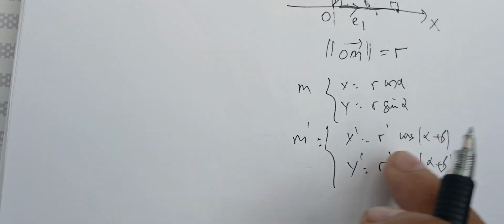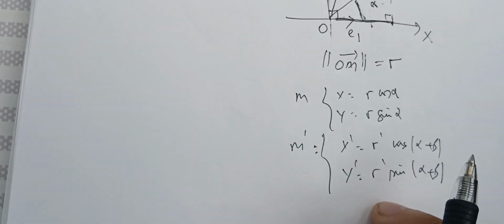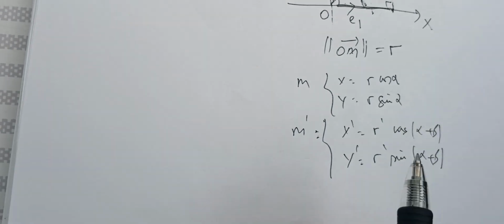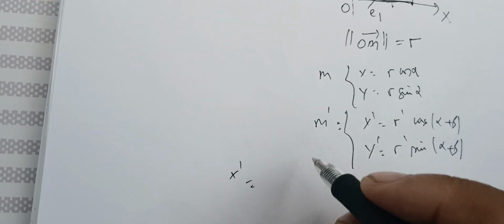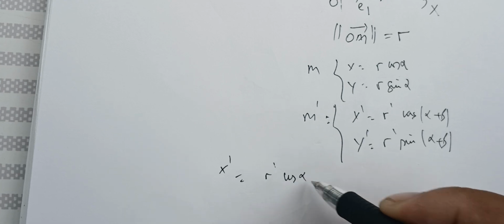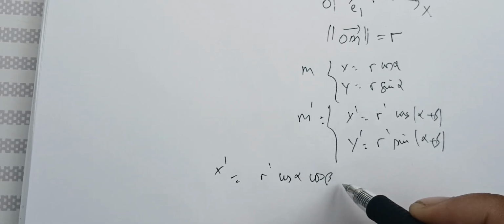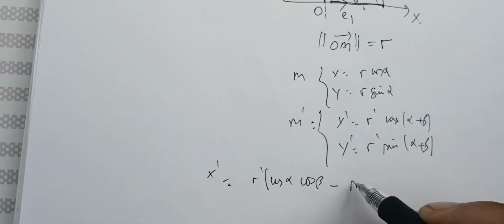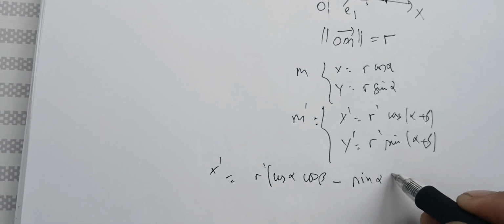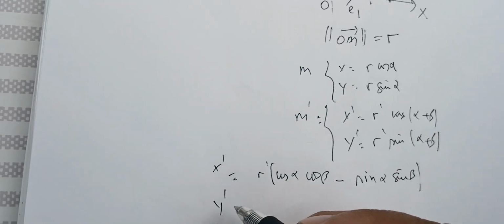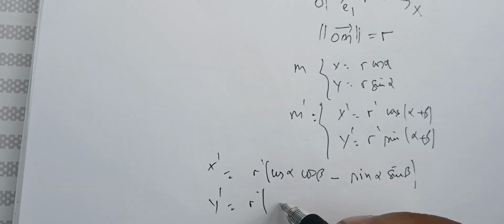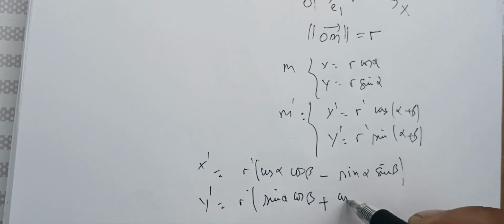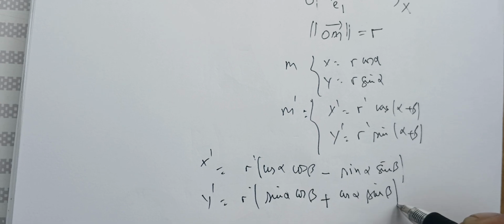Now if we try and expand these results, we know that x prime is gonna be R prime times cosine alpha cosine beta minus sine of alpha sine of beta, keeping the R prime outside, and y prime is gonna be R prime times sine of alpha cosine of beta plus cosine of alpha sine of beta.